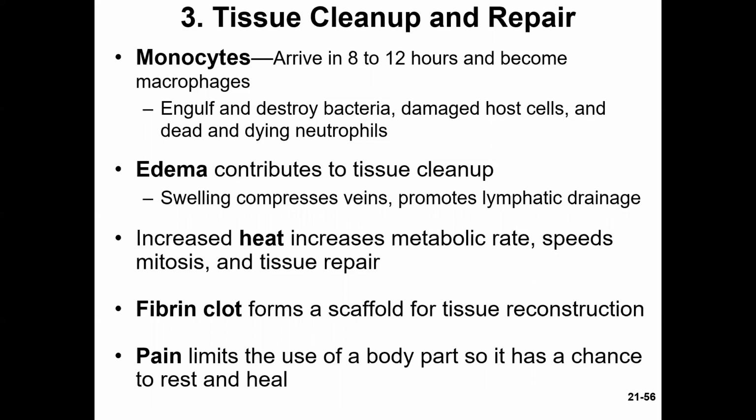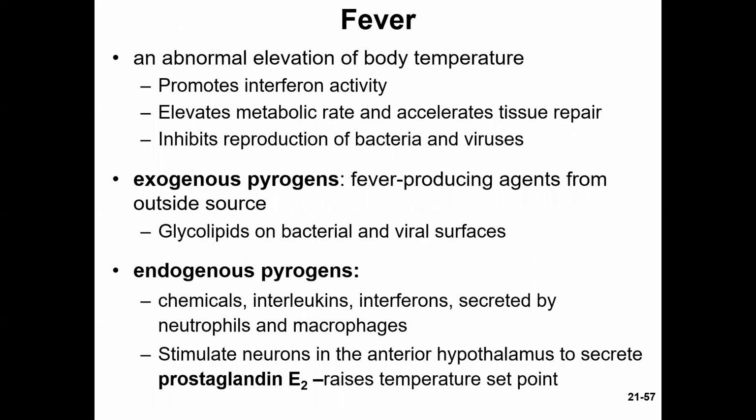A fibrin clot forms a scaffold for tissue reconstruction. Pain limits the use of a body part so it has a chance to rest and heal. So when we talk about a fever, it is an abnormal elevation of body temperature. It promotes interferon activity. It elevates metabolic rate and accelerates tissue repair. It inhibits reproduction of bacteria and viruses.